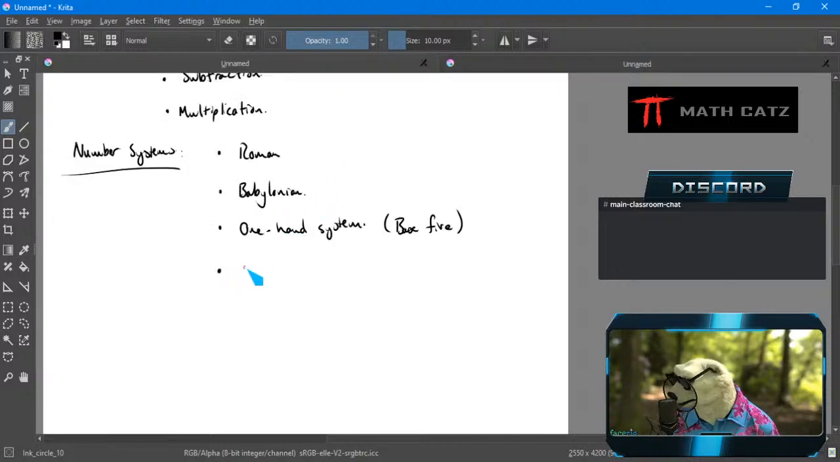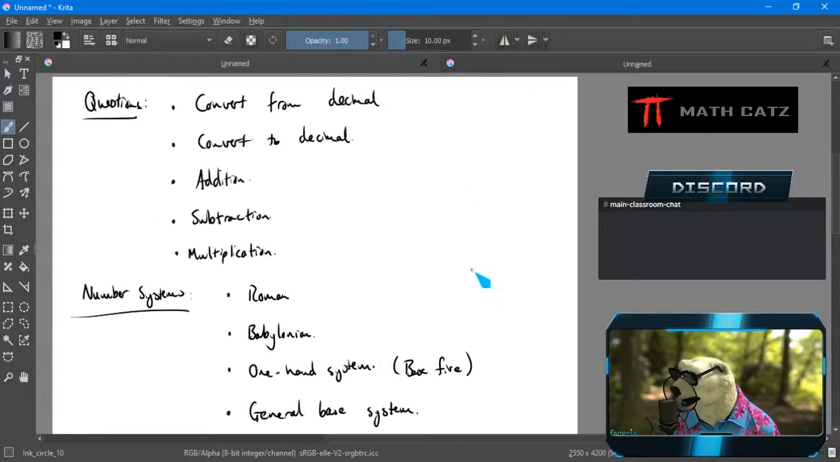So let's say here, general base system. Doesn't have to be 5. 10 would be our decimal system, but it can be anything. And then the questions are the same. Convert to and from, do the arithmetic, and we will be done with part 2.